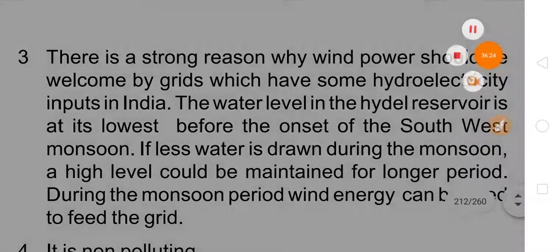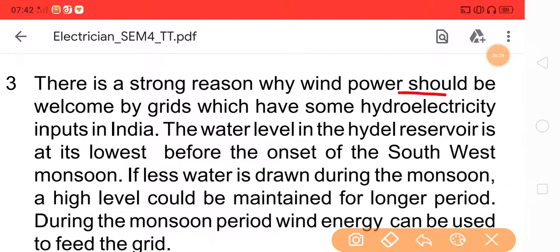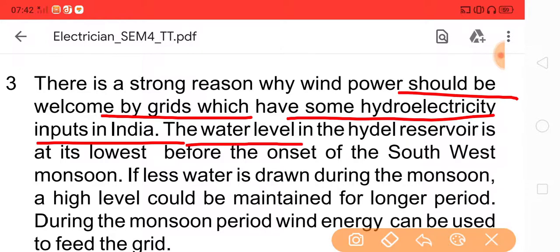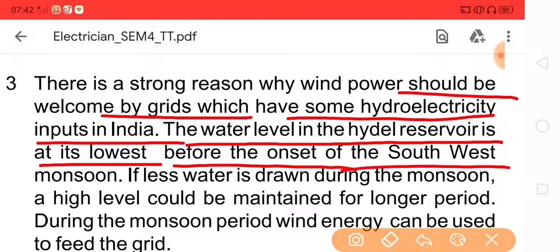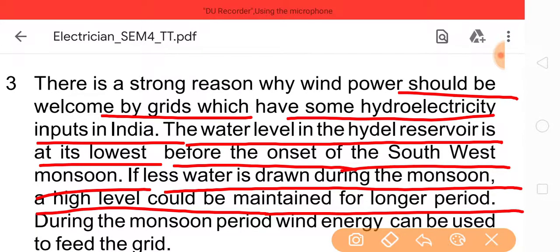There is a strong reason why wind power should be welcome to grids which have some hydroelectric input in India. The water level in the hydel reservoir is at its lowest before the onset of the southwest monsoon. If less water is drawn during the monsoon period, a high level could be maintained for a longer period, and wind energy can be used to feed the grid.